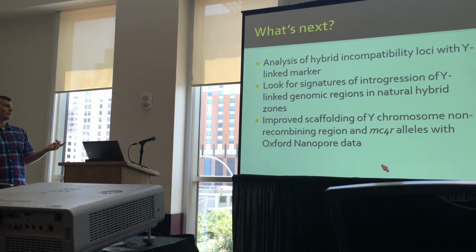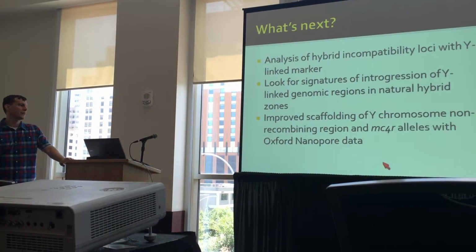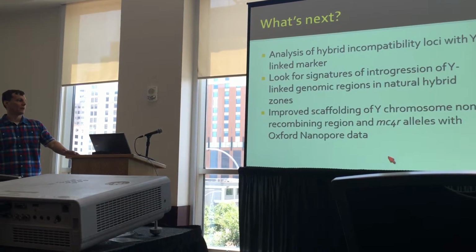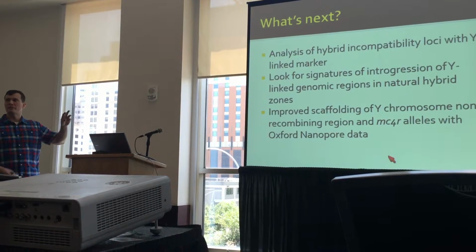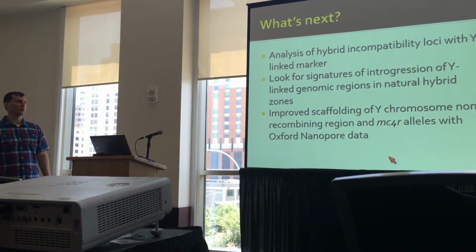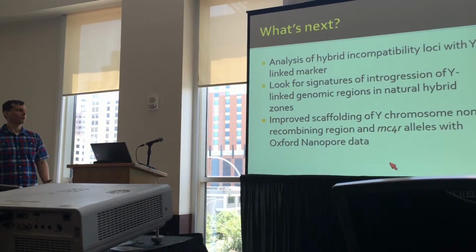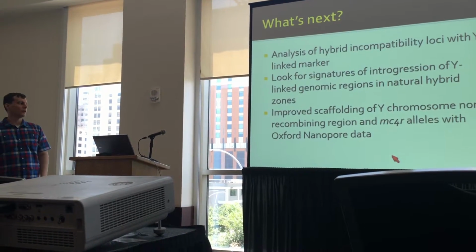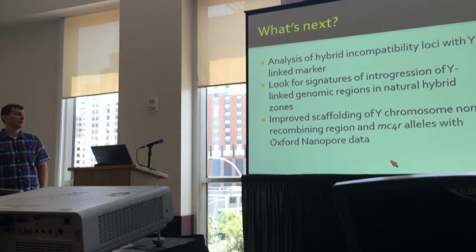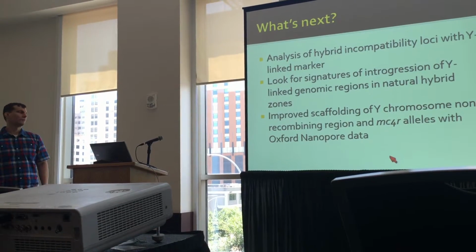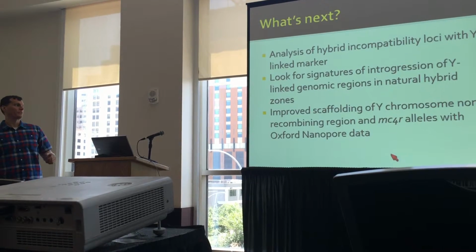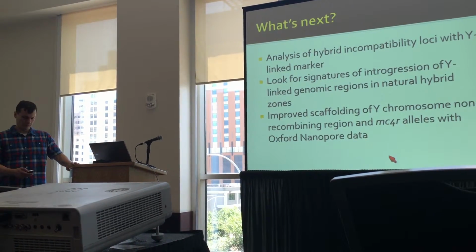And we're going to try to improve the scaffolding of the Y and of the MC4R alleles with some nanopore data. I don't have much of a story to tell you about the MC4R alleles that make the body type difference I showed you at the beginning, simply because there's just a ton of full and partial copies, and they just didn't scaffold well. They're too similar to one another. But with these super long reads, I think we should be able to resolve both the non-recombining region and the MC4R alleles. Really, the non-recombining region shouldn't be more than about three long nanopore reads across, so it's definitely doable.